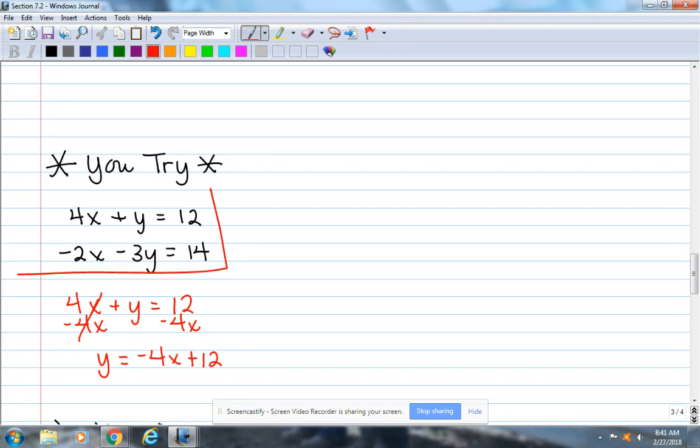So then what do you do after you get y by itself? Plug it in for y in the second equation, right? So negative 2x minus 3 times negative 4x plus 12 equals 14. Now we got to be careful distributing that negative 3, right? What is negative 3 times negative 4x? Positive 12x. And what's negative 3 times positive 12? Negative 36. So if you miss your signs on these, we're going to miss it.